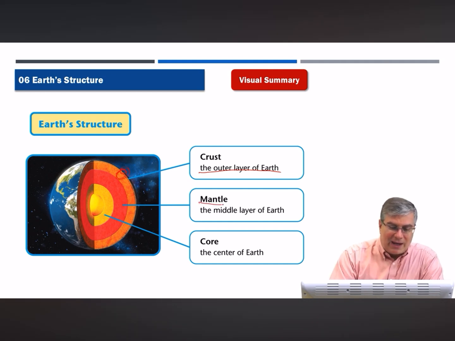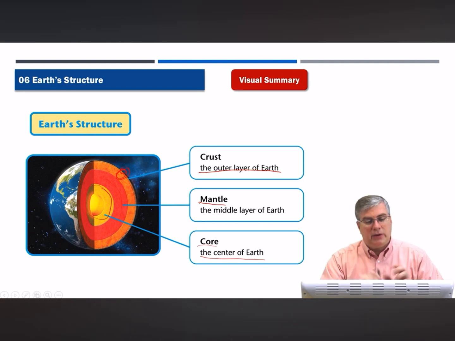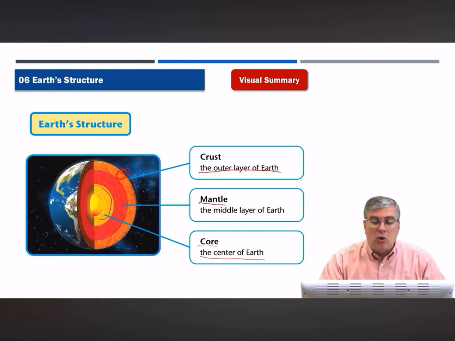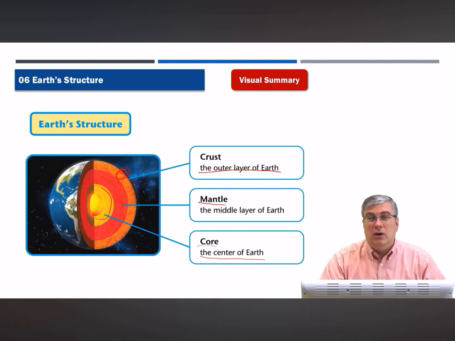And then we have the mantle. That's this red part here. And then the core. The center of the earth is the core. Don't be confused. It looks like it's two parts. It's one part here. So the core is the center of the earth. It's very hot there. So these are the three different parts of the earth's structure.